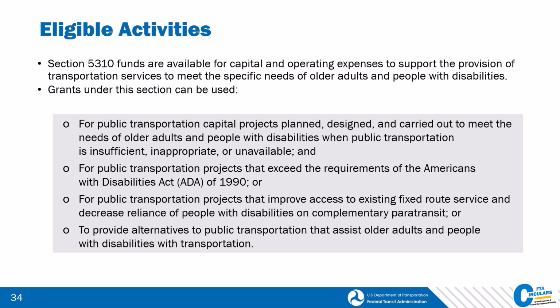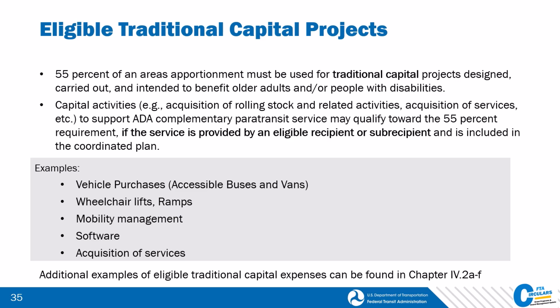For public transportation projects that exceed the requirements of the Americans with Disabilities Act. For public transportation projects that improve access to existing fixed route service and decrease reliance of people with disabilities on complementary paratransit. Or to provide alternatives to public transportation that assist older adults and people with disabilities with transportation. 55% of an area's apportionment must be used for traditional capital projects designed, carried out, and intended to benefit older adults and/or people with disabilities.